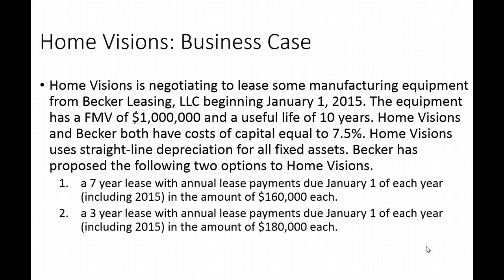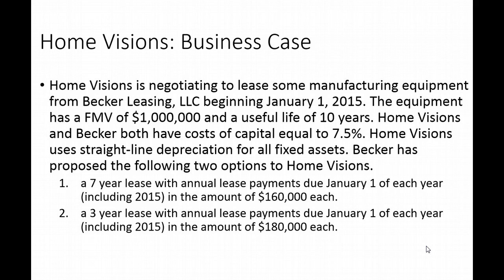In order to do that, we need to know and understand how these options would be accounted for. In other words, is option 1 an operating or capital lease? And is option number 2 an operating or capital lease? So that's what we need to evaluate. We're going to take the terms and conditions of the two options and go through our analysis of answering those 4 questions for each of these options.